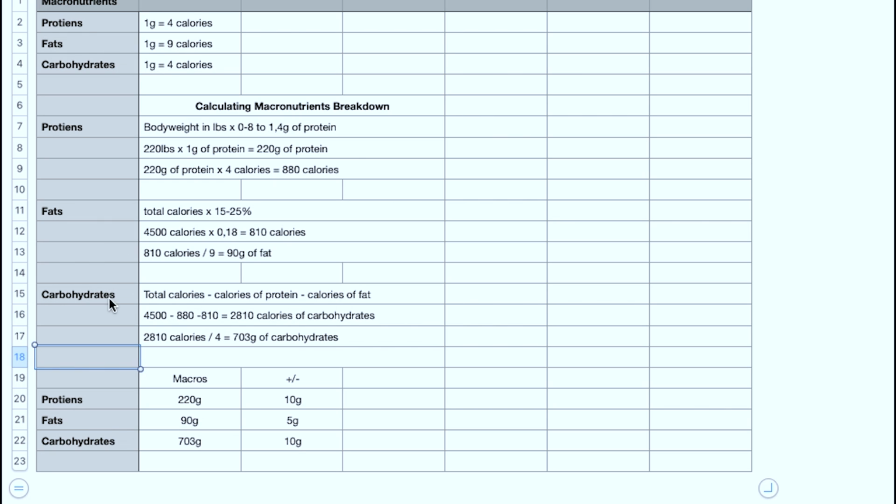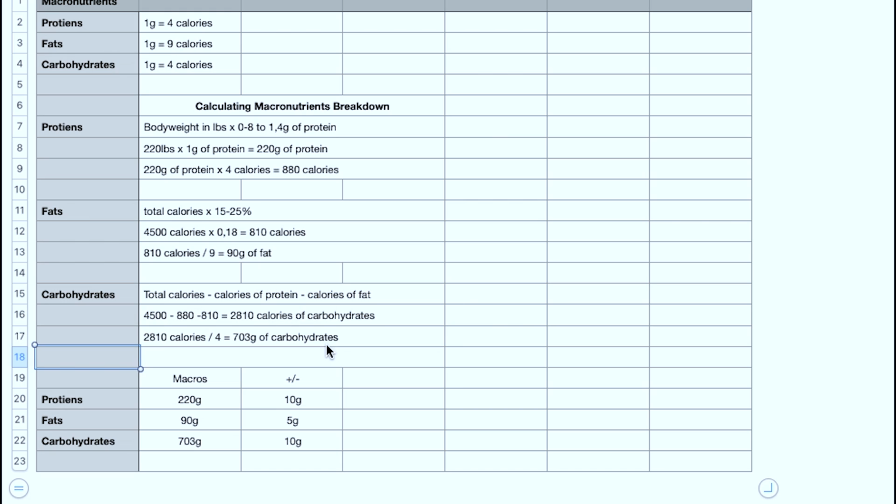Now for carbohydrates, we're going to take the total calorie intake minus the calories from proteins minus the calories from fats. So your carbohydrates are going to make up the rest of your calories. As I said, 4,500 calories minus the 880 from our proteins minus the 810 from our fats, and that's going to give us a total of 2,810 calories left for carbohydrates. Then we're going to take that 2,810 calories divided by 4, because as I mentioned earlier, 1 gram of carbohydrates equals 4 calories, and that's going to give me about 703 grams of carbohydrates.